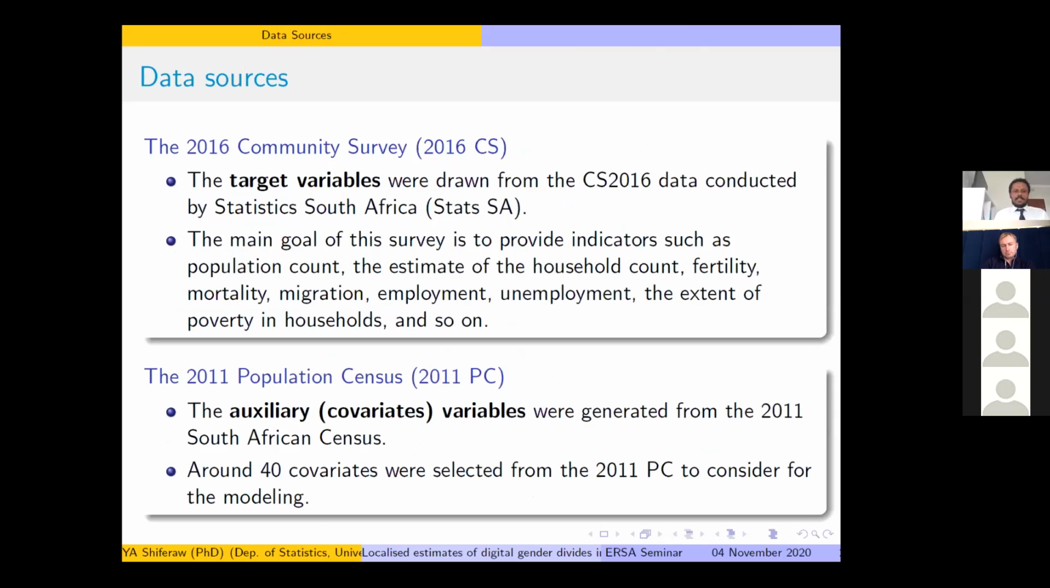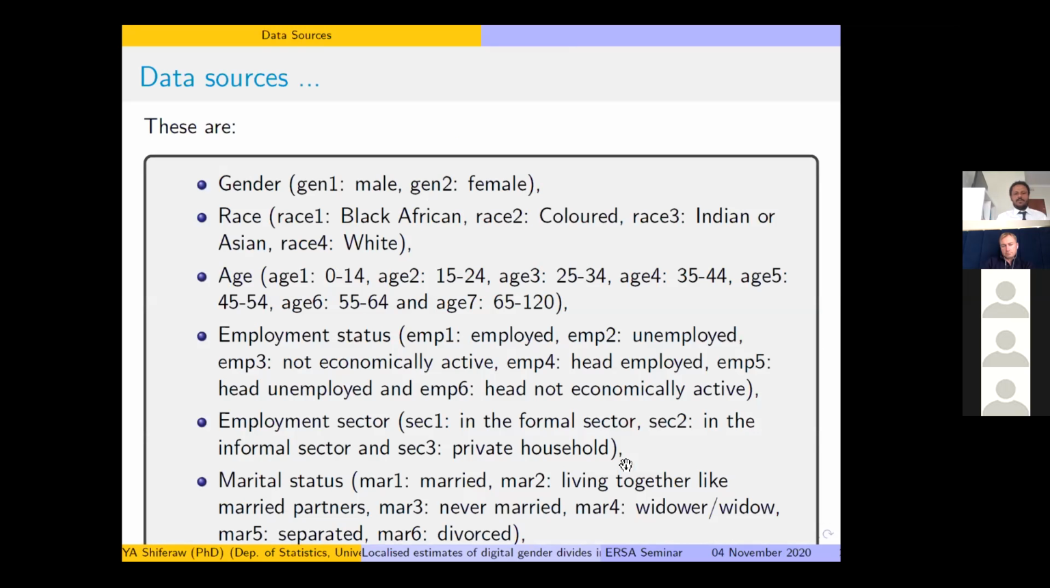Now let's talk about the methodology and data source. As I said, the target variables were drawn from the 2016 Community Survey conducted by Statistics South Africa, and the auxiliary variables are taken from the 2011 population census. In this part, I considered around 40 auxiliary variables selected from the 2011 population census for the modeling.